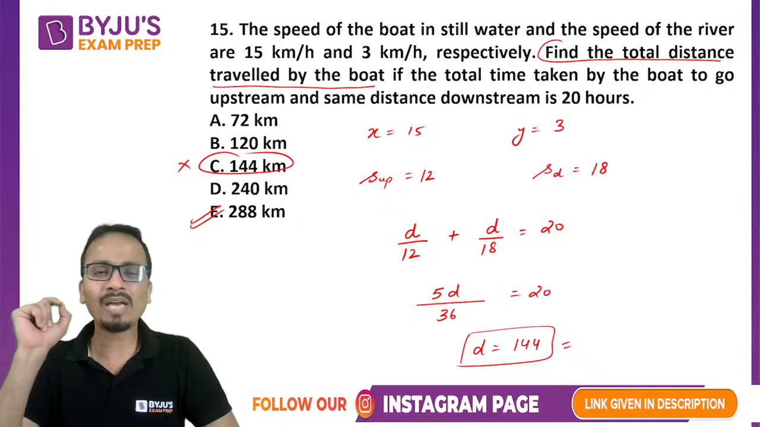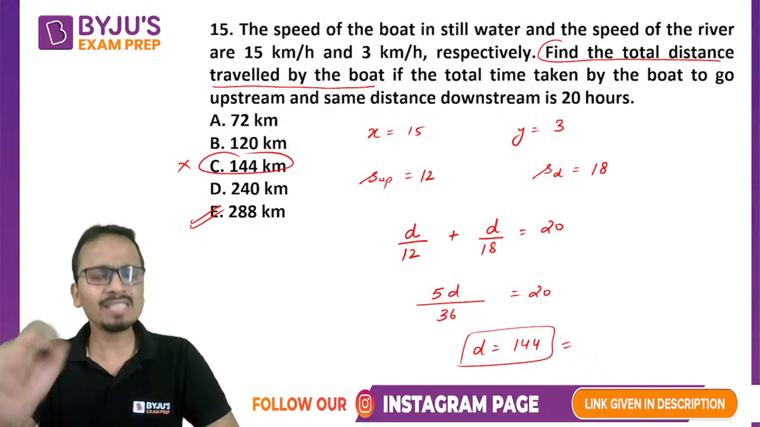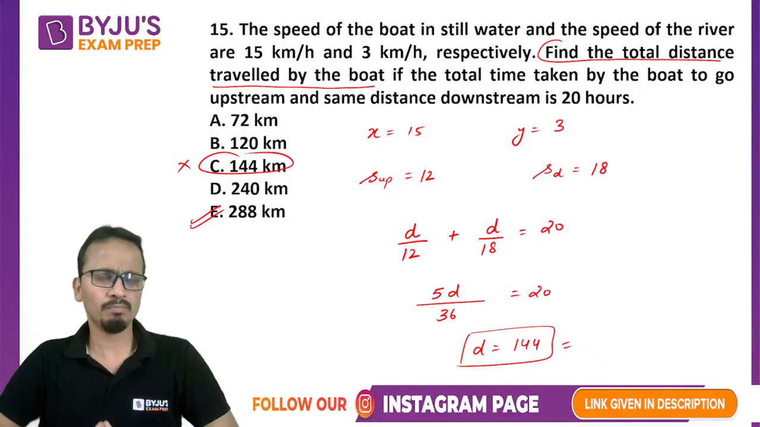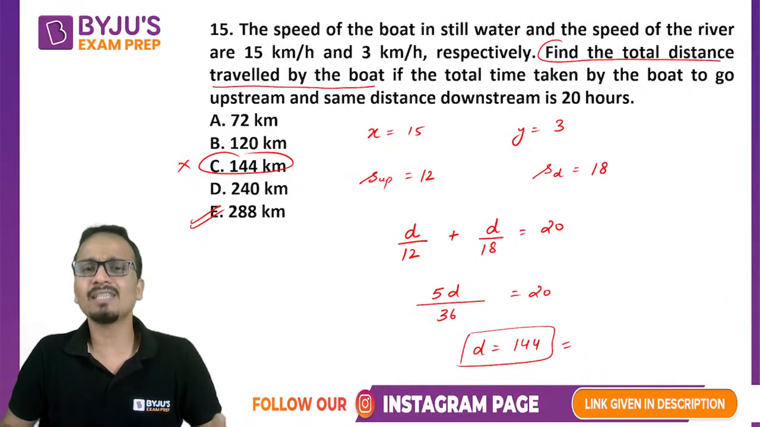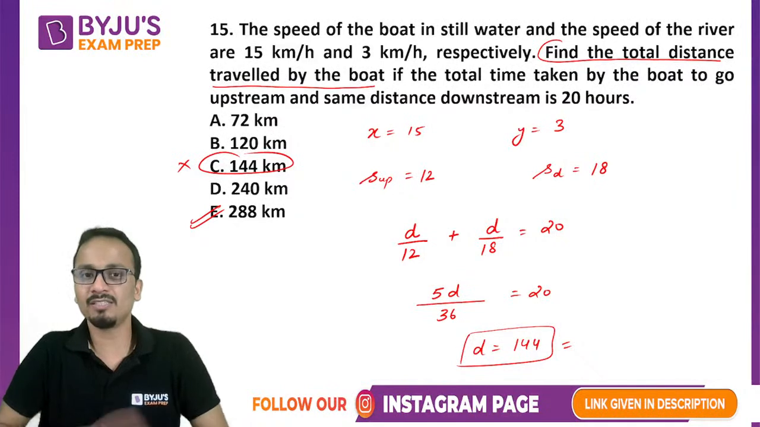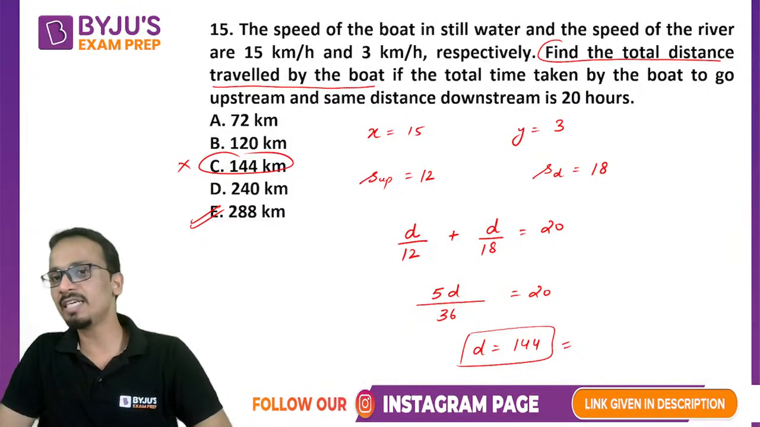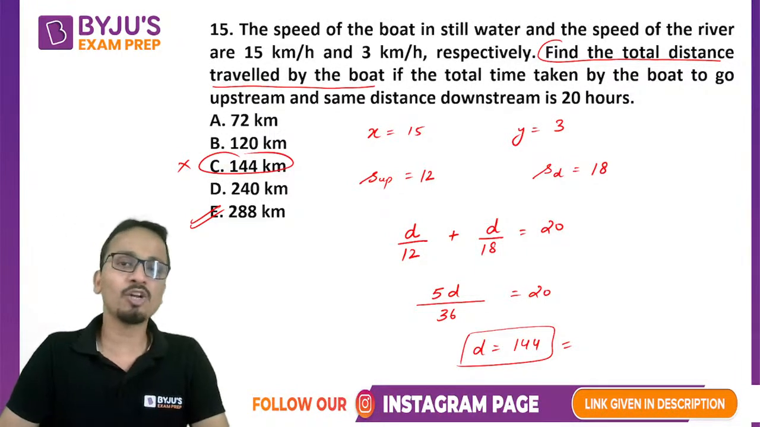Now, friends, one simple way to avoid committing such silly errors. Basically, I'll call these a sin. It is a sin. We have calculated a correct answer, we haven't committed any mistake, and still we are marking a wrong answer.